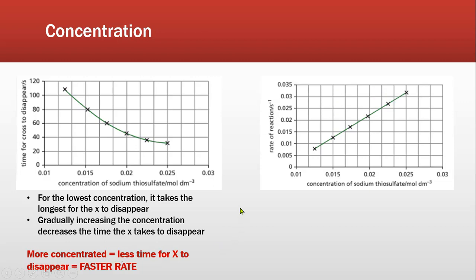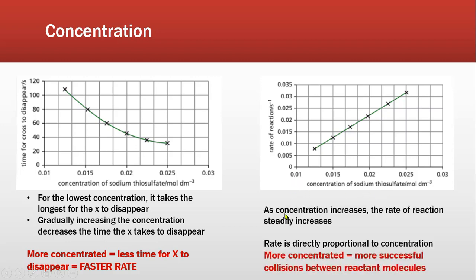The next graph will be the rate versus concentration. If you look here, as the concentration increases, the rate of reaction steadily increases. Notice the words that I am using. This is a steady increase. This here is a gradual decrease. They are two very different meanings.